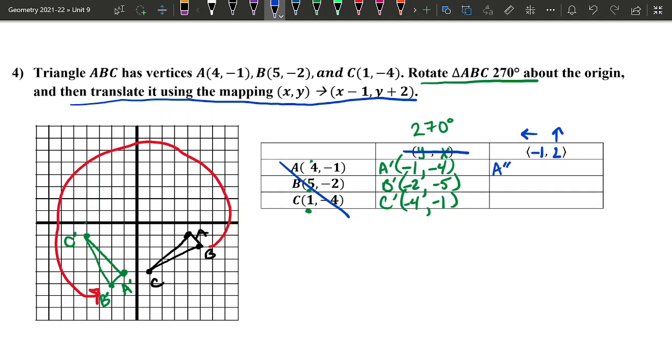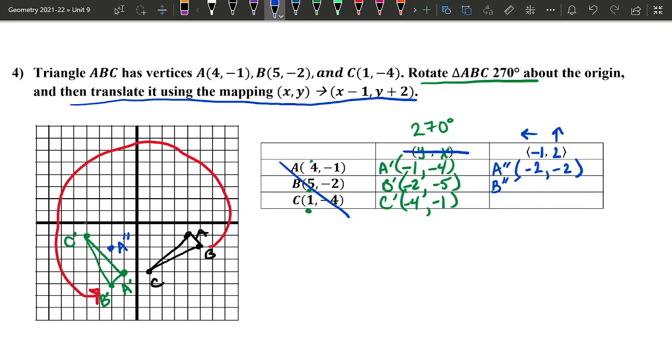So for A double prime, -1 minus 1 is -2. -4 plus 2 is -2. So if I go to A prime, and I go left 1 and up 2, that gets me to -2, -2. That's exactly where it should be. Both methods check out. Moving it graphically and moving it according to what I calculated, that puts it in the right spot. It's like a way to check yourself.